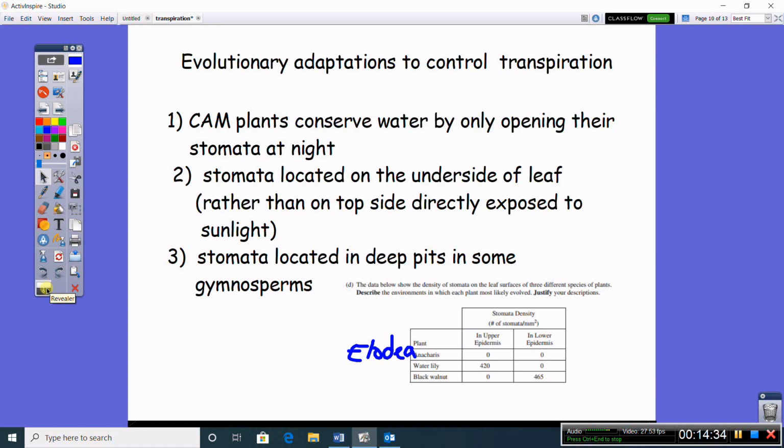Evolutionary adaptations to control transpiration. So CAM plants, remember, only open their stomata at night. This is another part of the transpiration lab that I like doing, where we imprint the stomata from a leaf. The stomata are located typically on the underside of a leaf. If they were on the top side, they'd be directly exposed to sunlight, and you'd probably be losing a whole lot more water through your leaves. And then in gymnosperms, like conifers, the stomata are located in deep pits, which also helps reduce their rate of excessive transpiration.